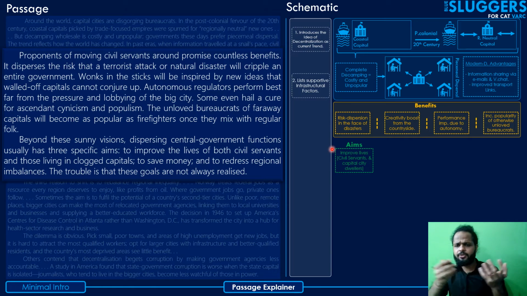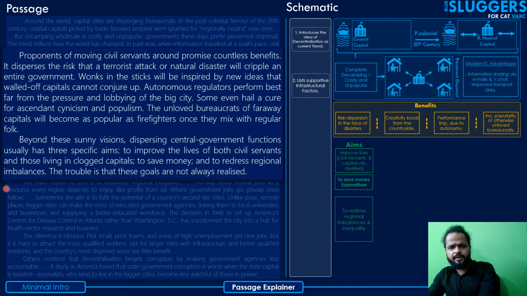And it also improves the lives of the civil servants, as they will be moving to less clogged areas. The author has, anyways, guys, detailed each of these three aims in the later paragraphs. Okay, and next he says, to save money. The second aim is to save money, and the third is to redress regional imbalances. The trouble is that these goals are not always realized.